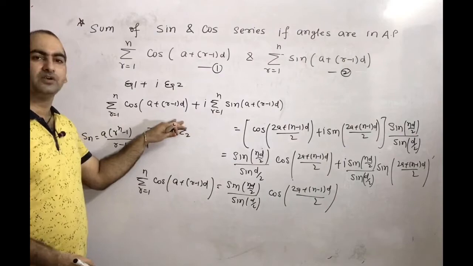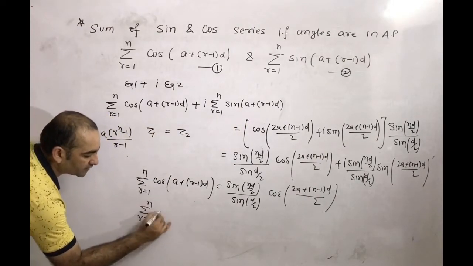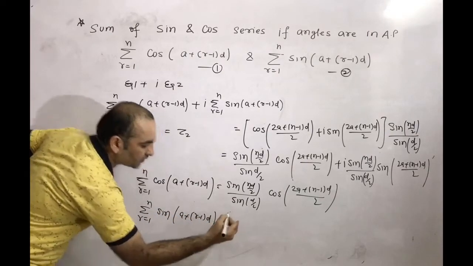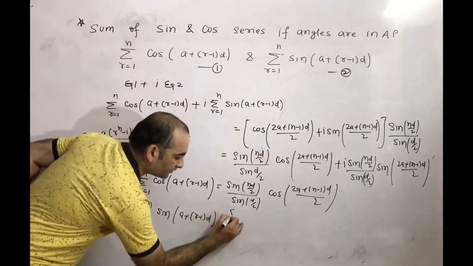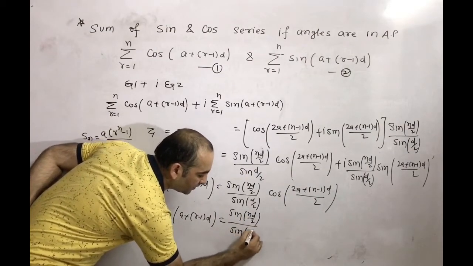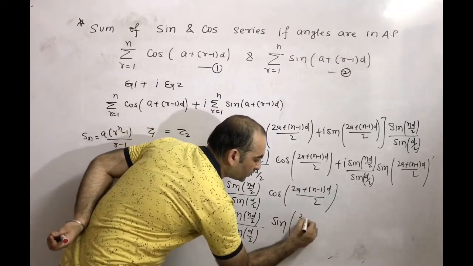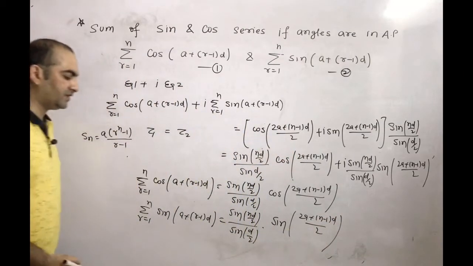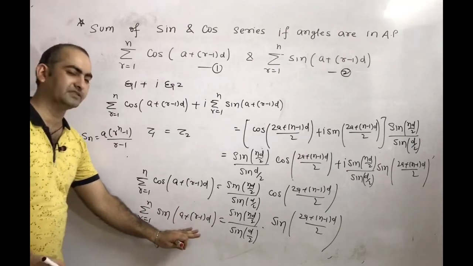Similarly, here imaginary part of z1 is this one: sigma r = 1 to n of sine(a + (r−1)d), equal to, okay, here imaginary part of z2 is this one. So what will come is sine(nd/2)/sine(d/2) into sine of (2a + (n−1)d)/2. Okay, so this is the summation of the cos series if angles are in AP, and this one is the summation of the sine series if angles are in AP. Okay.